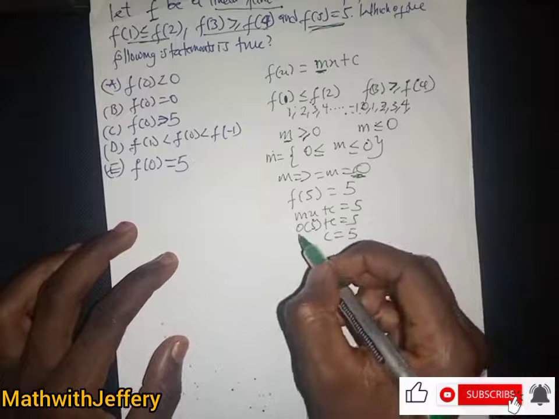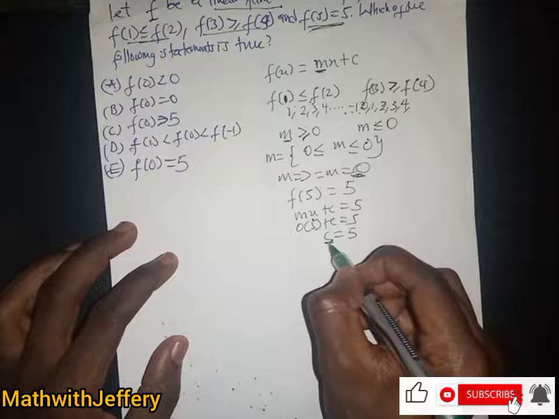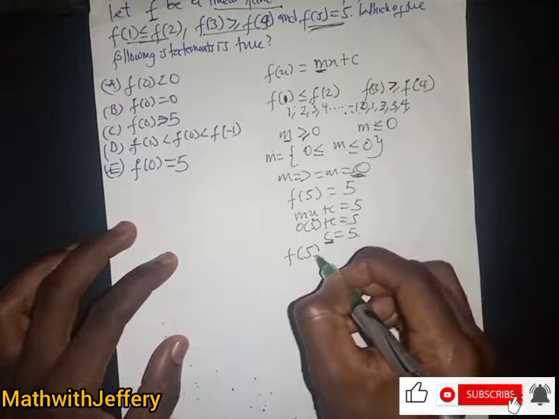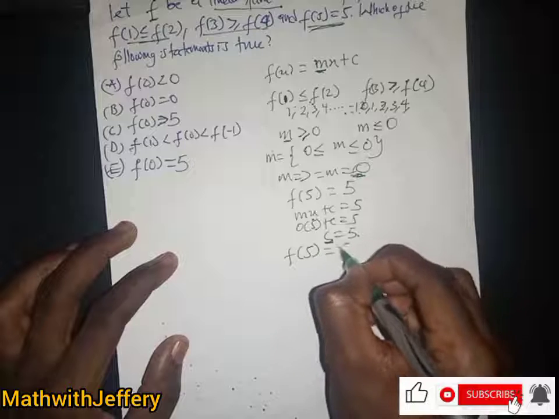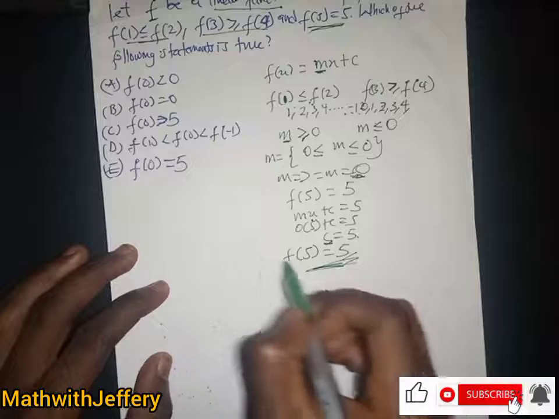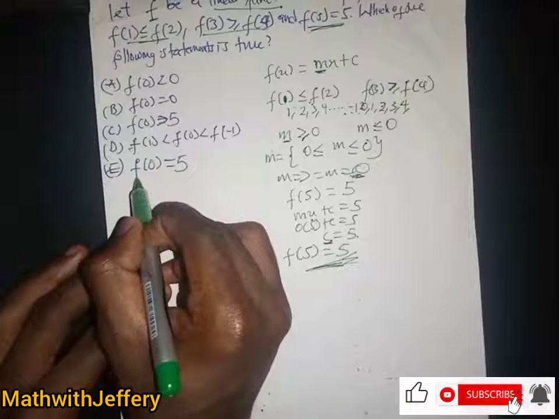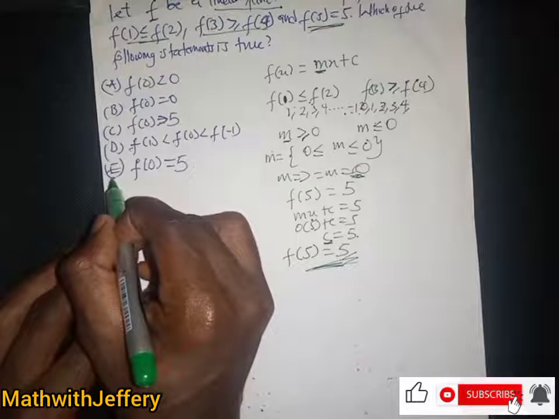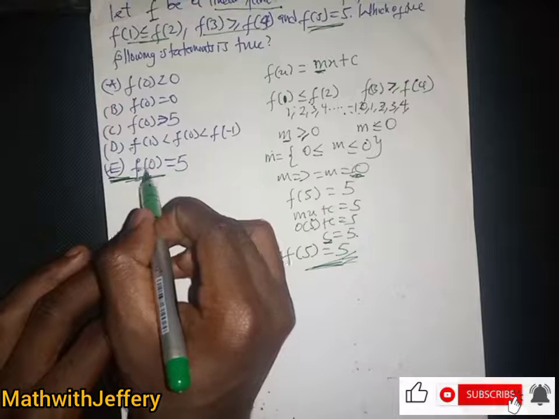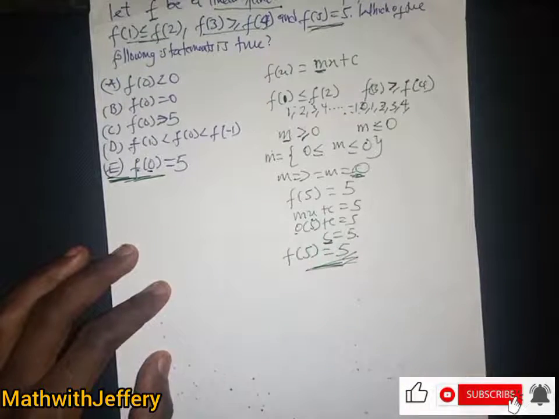Now this shows that if the constant is equal to 5, then f of 5 being equal to 5 is true, and therefore from here our answer should just be E, right? Because for x being equal to 0, then we'll have that.